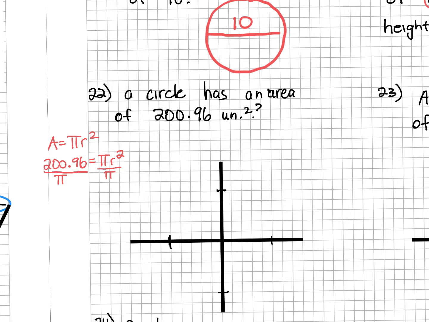And I think I'm going to do it on my calculator. I'm going to do 200.96 divided by 3.14, and I get 64. 64 was the number that our radius had to square to be. So I think you guys probably know at this point the radius was 8. Okay, cool.